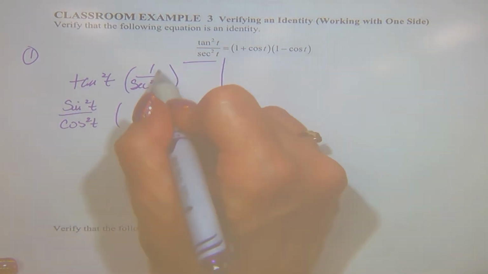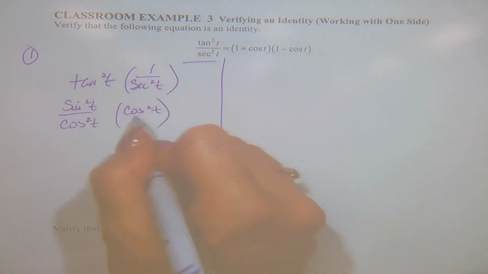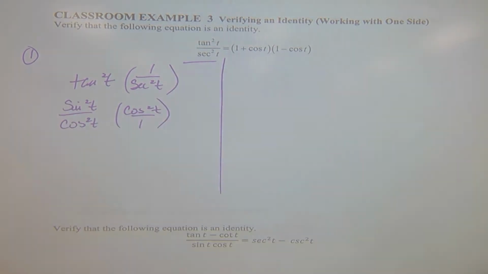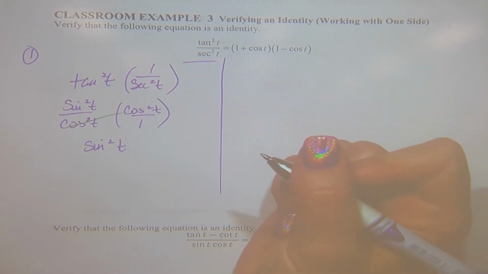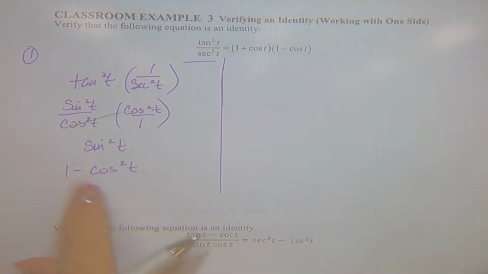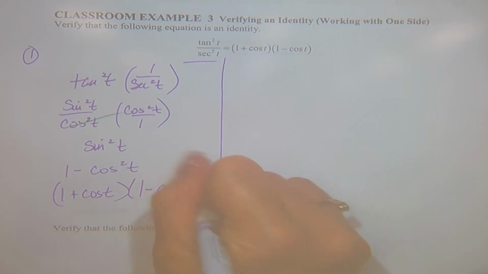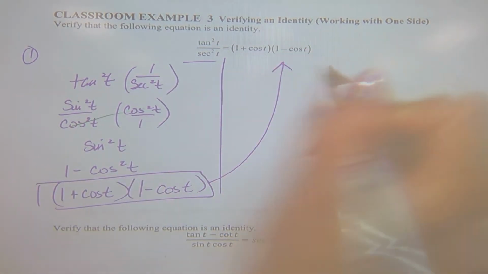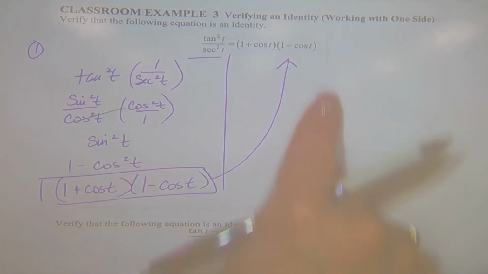And then I'm multiplying that times 1 over secant square t, which is just cosine square t. Well, cosine square t basically over 1, that is going to cancel. Those factors cancel out, and I'm left with sine square t. And using that main Pythagorean identity again, sine square t is 1 minus cosine square t, and that's a difference of squares. Difference of squares factors out to give me conjugate pairs. And I have verified my identity because those sides match. I worked down the left side and made it match the right side.